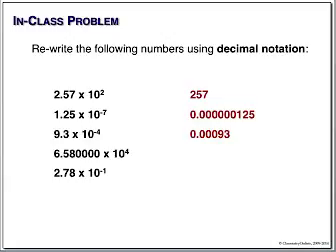6.58 times 10 to the 4th. Well, we're starting here. Going to go 1, 2, 3, 4. Going to have to show all of these numbers, and it looks like that. Why we show those numbers? We'll talk about that in a little while. And finally, 2.78 times 10 to the minus 1. We're just moving it over 1 spot, and that's our number. Any questions?